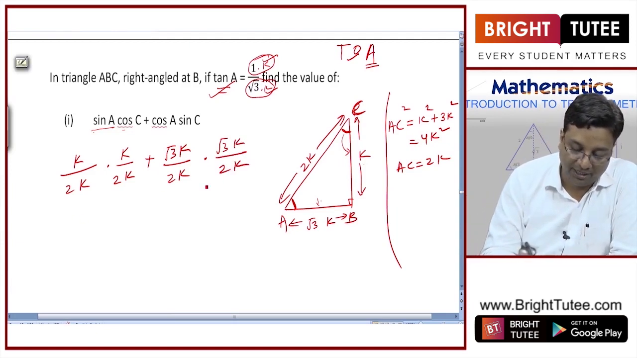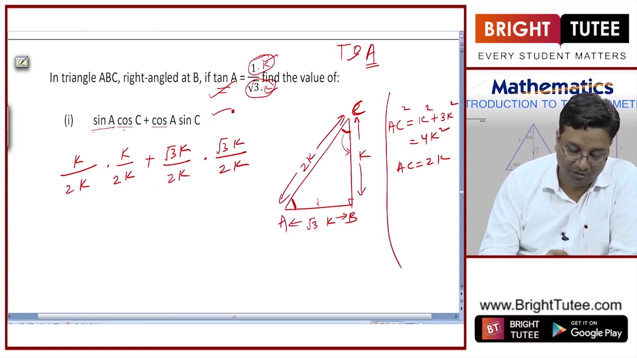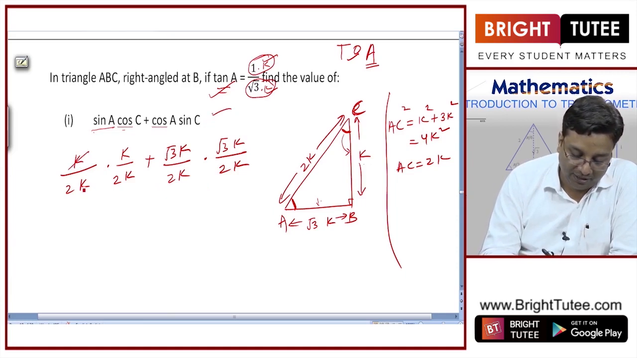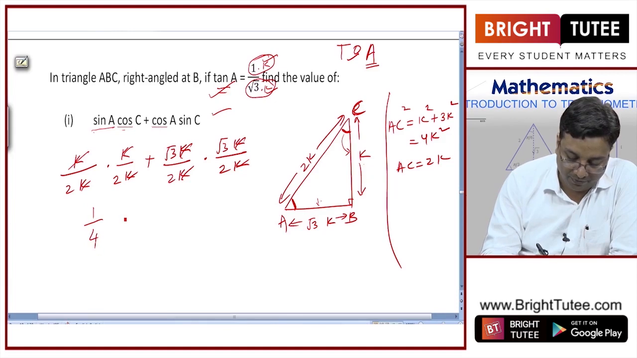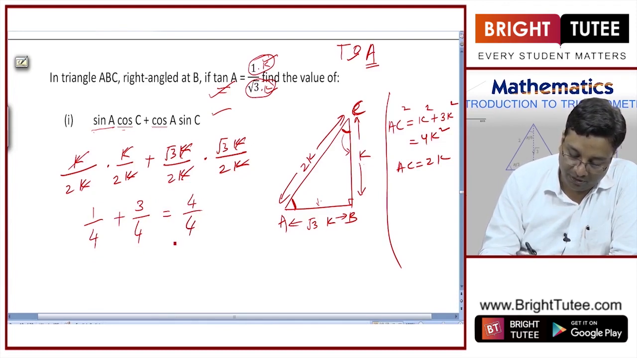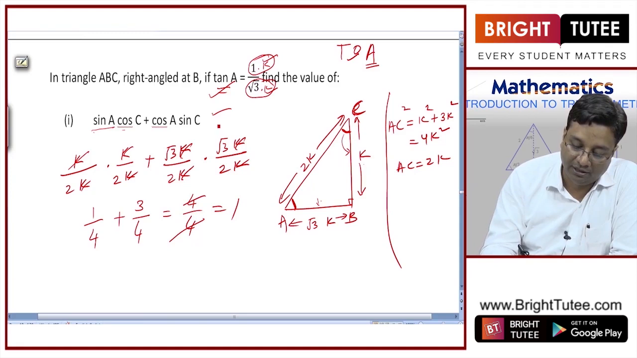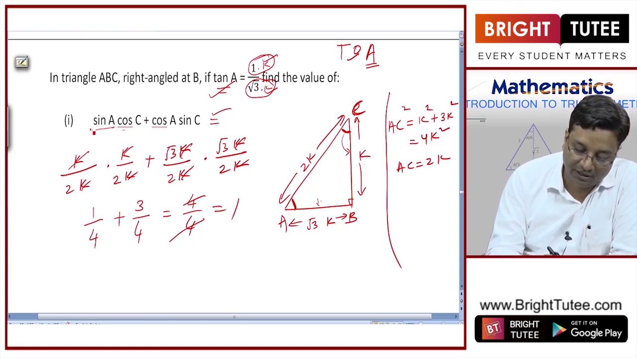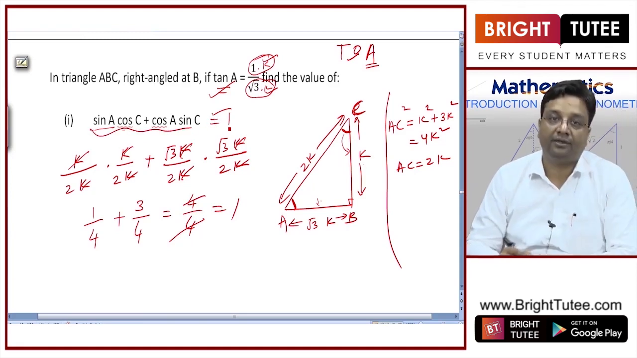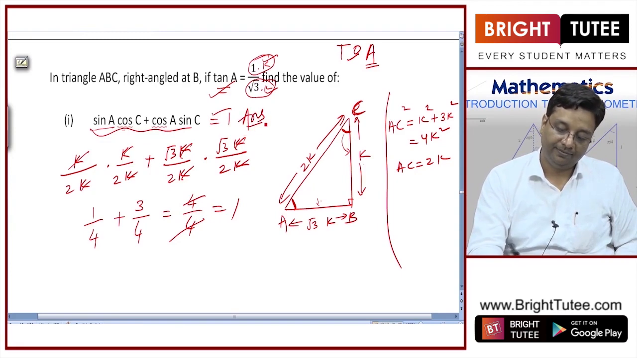So from here we can calculate this ratio. This k will get cancelled everywhere. So this is 1 by 4 plus root 3 into root 3 is 3 by 4. So this will become 4 by 4, hence it is equal to 1. So this expression is equal to 1.